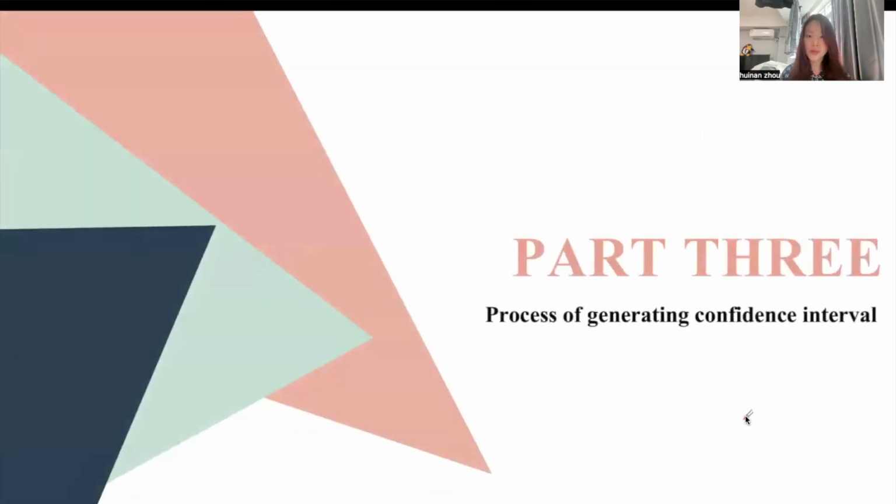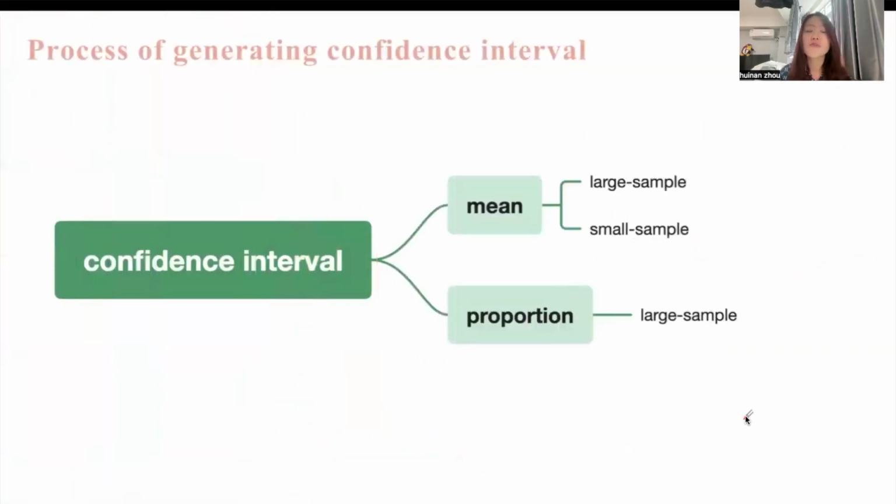Then let's come to part 3, the process of generating confidence intervals. For the confidence interval generating process, I divide it into 2 main categories. The first one is to calculate the interval for the mean, and the second is to calculate the interval for the proportion. But for each category, we can divide it into some smaller parts. For the mean, we will learn 2 kinds, that is for large samples and for small samples. But for proportion, we will just learn the large sample case in this class.